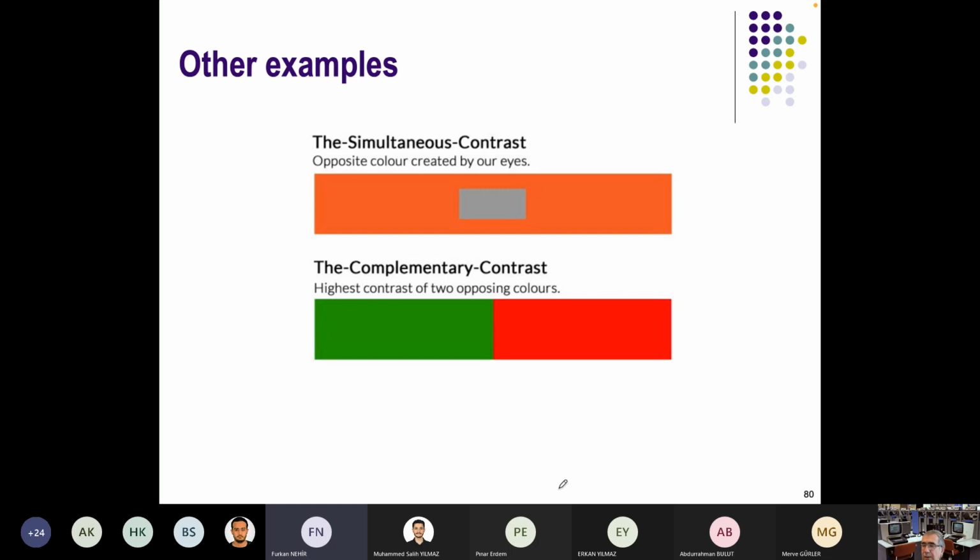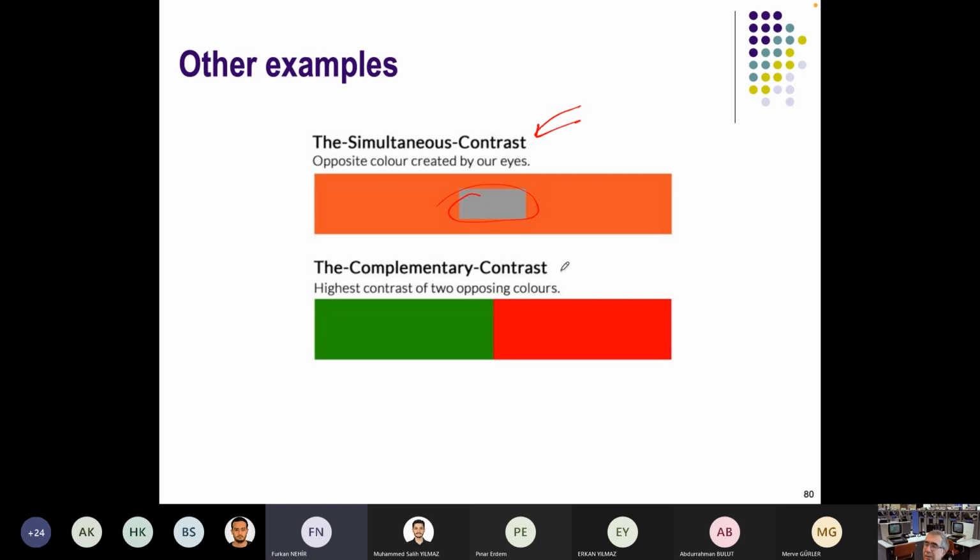Sometimes the opposite color is created by our eyes, so that's what we call simultaneous contrast. The effect of our vision system is used to create contrast. We see some brownish effect in the middle, although it is gray. We see some artificial colorization by our senses. That is called simultaneous contrast. It is not found in many places. Some books talk about this.